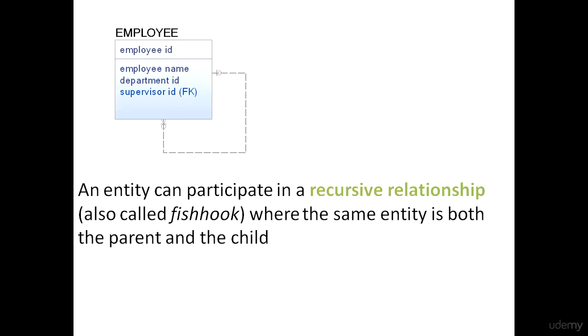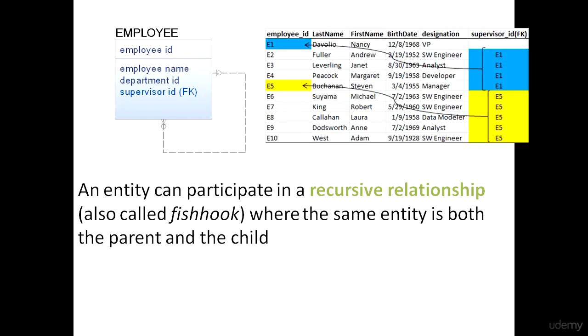From a relational database point of view, we can say a recursive relationship is a relationship between rows of the same table. A foreign key relationship from one row to another row within the same table. Let's see a few examples.